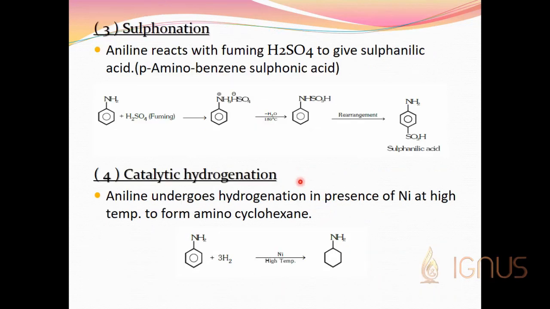Next, sulfonation. Aniline reacts with fuming H2SO4 to give sulfanilic acid. You can see aniline is treated with fuming H2SO4 to give sulfanilic acid. In the first case, you will be getting salt. Again, this will lose water to give this product, and this will rearrange to give sulfanilic acid.